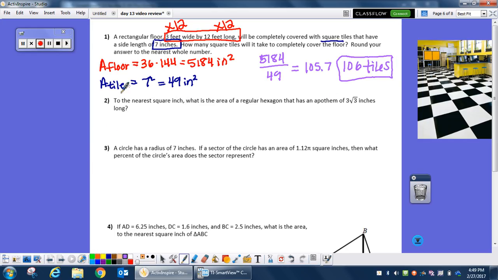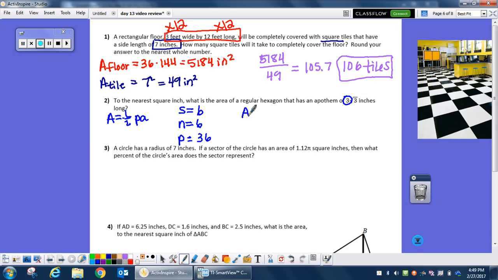Alright, and number 2, you're rounding to the nearest square inch. What is the area of a regular hexagon that has an apothem of 3 times the square root of 3 inches long? So the first thing I would do is write down my formula, 1/2 p times a, 1/2 of pi. Okay, so the p is the perimeter. To get the perimeter, you first need the side length, which the trick is the side length is going to be 2 times the number in front of the square root. So the side length is 6. There's 6 sides since it's a hexagon. So the perimeter is 6 times 6, which is 36.